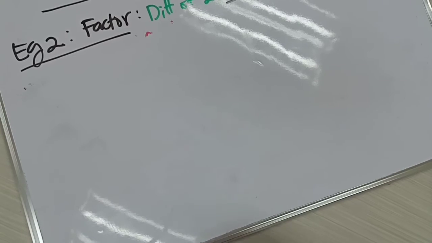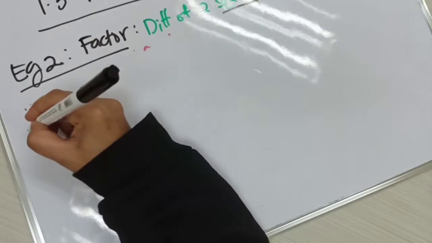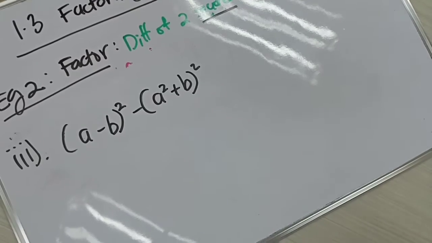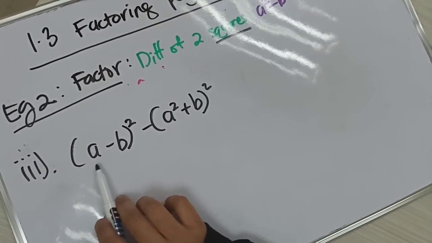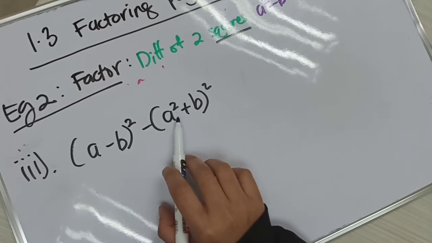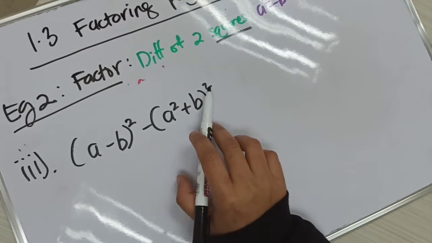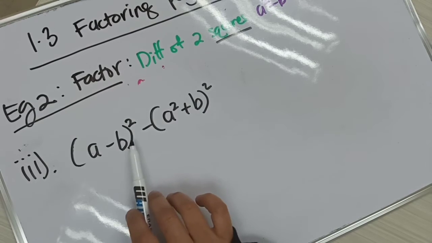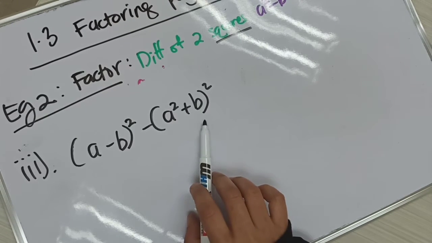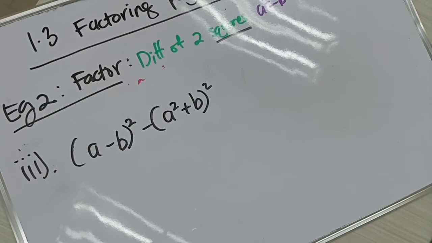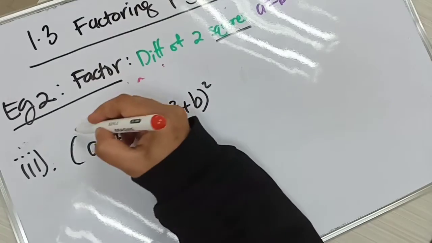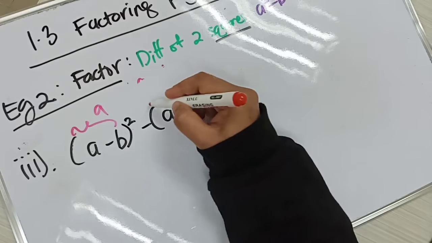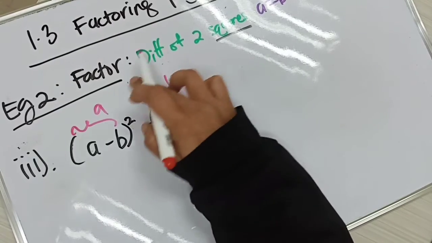Okay, for the third question, we have A in bracket A minus B square minus A square plus B square. So can you factor this kind of expression? Okay, this is very easy because both of these terms are already in a square. So we know that this is A and then this is B.